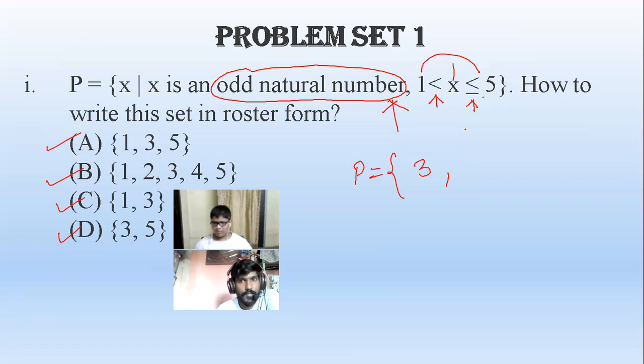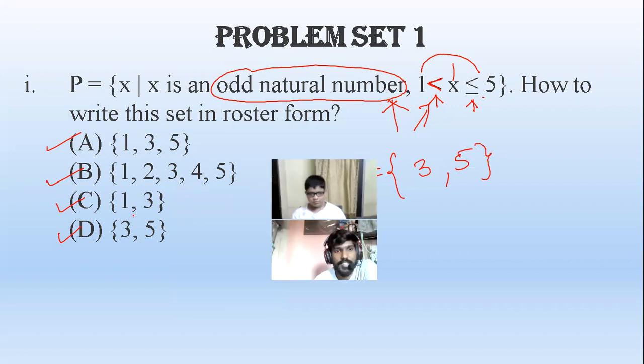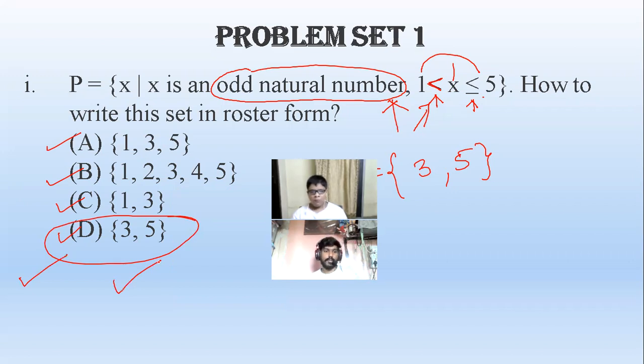3, 1. But this says that 1 is not included. Sorry, what? 1 is not included in your set. Why? 1 is an odd number. Yes, sir. Because see, it is saying 1 is strictly less than x. That's right. Any more numbers? 3 and 5. So which is the correct option? D. D is the correct option. Okay, write it down.